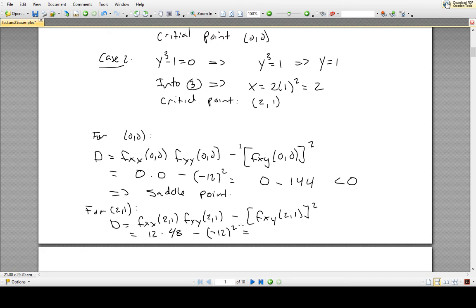If you calculate this out, 12 times 48 is clearly bigger than 12 times 12, so 12 times 48 minus 12 times 12 is going to be a positive number. We also notice that fxx at 2, 1 is a positive number. Because D is a positive number and fxx is a positive number, that leads us to conclude that 2, 1 is a minimum. And that's that.